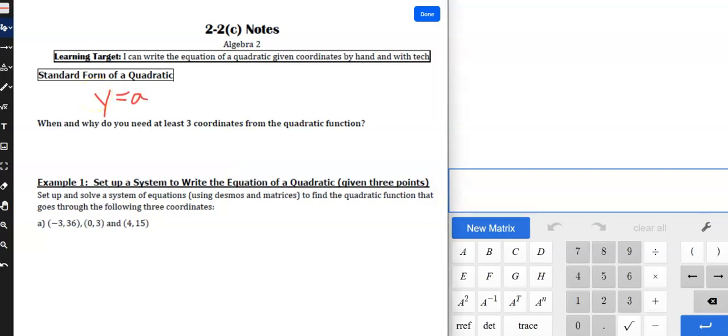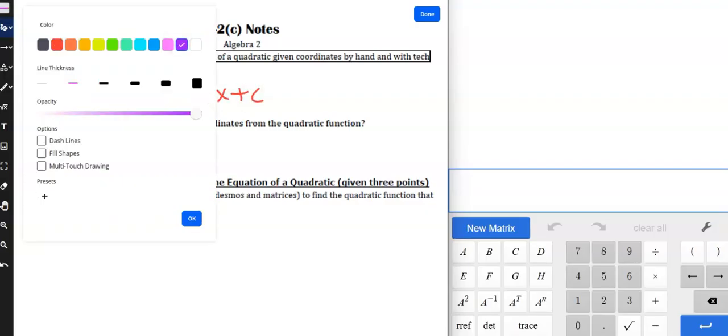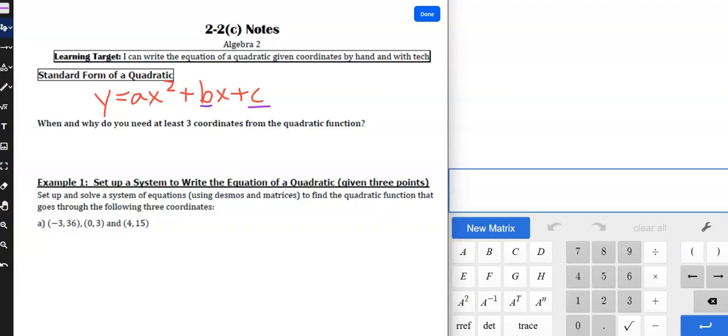Remember the equation of standard form. There are three things we don't know. We don't know A, we don't know B, we don't know C. So this requires me to have at least three coordinates from some quadratic function to find A, B, and C.